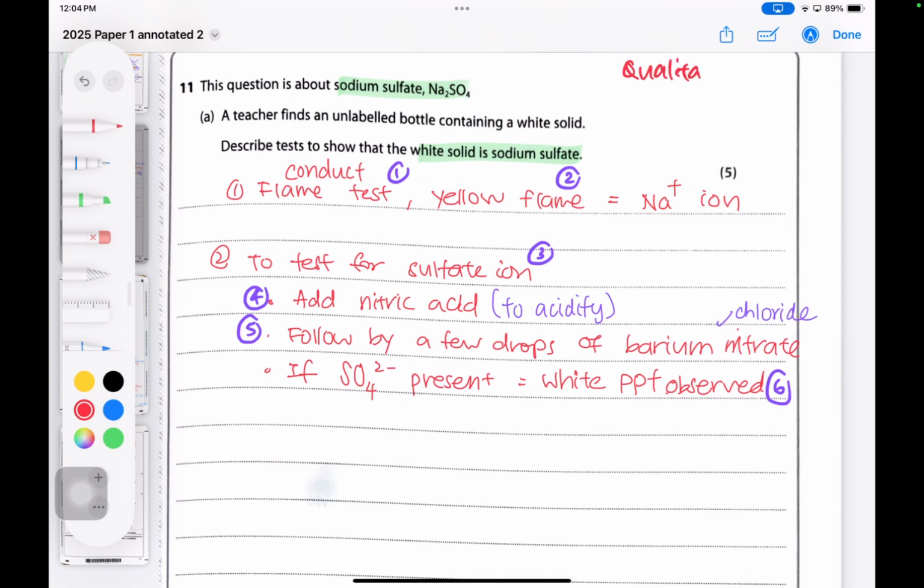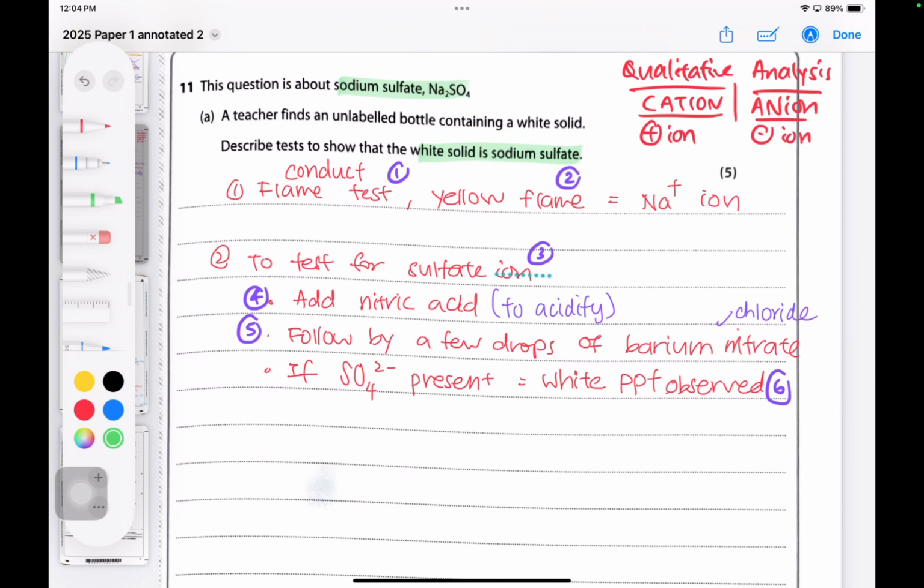what you should do is you need to split up the test of cation versus the anion. So cation, if you are not sure, is the positive ion, and the anion is the negative ions. Okay. So the cation is the first part. For sodium, we can use flame test. Okay. And what we get here is the yellow flame, and that shows us that sodium ion is present.